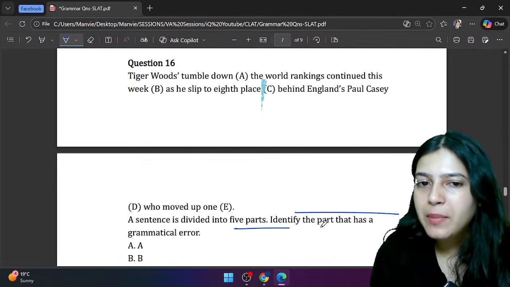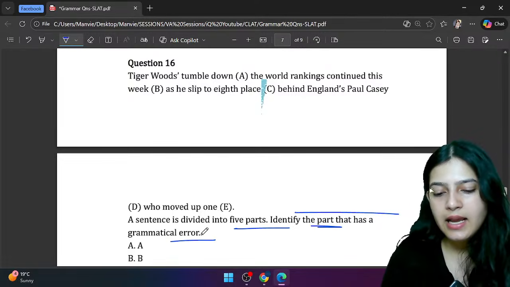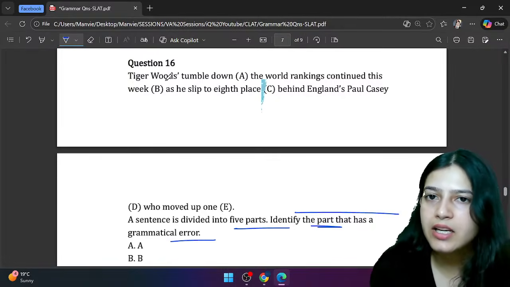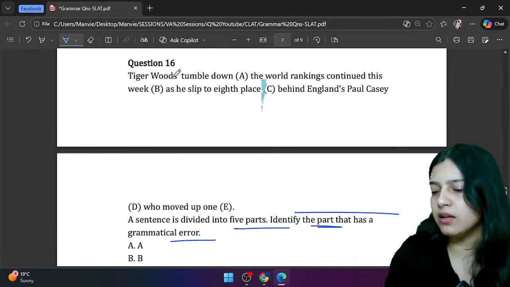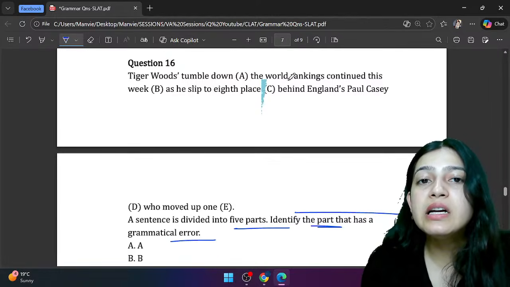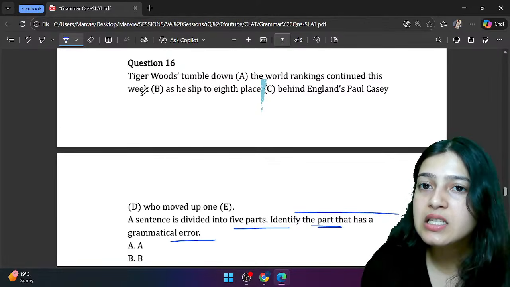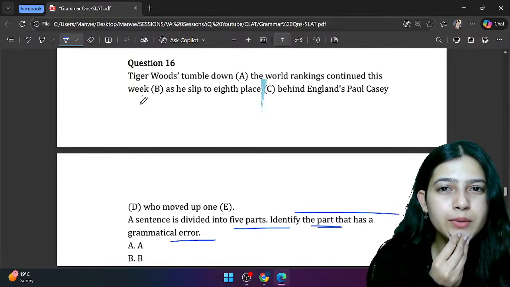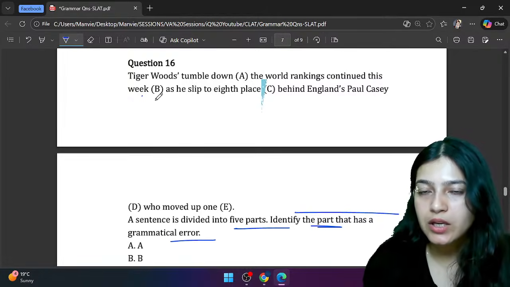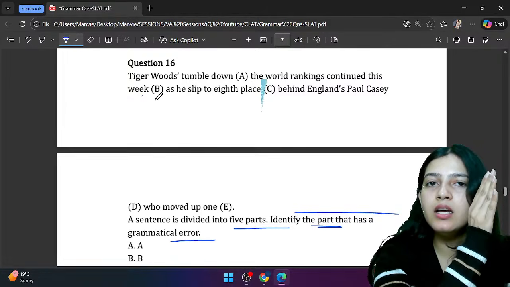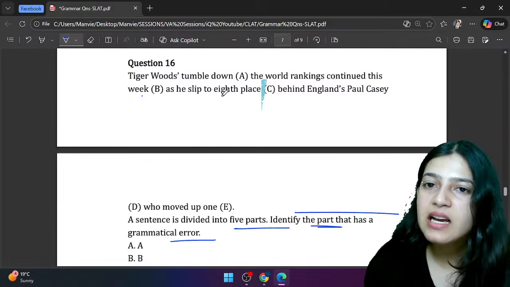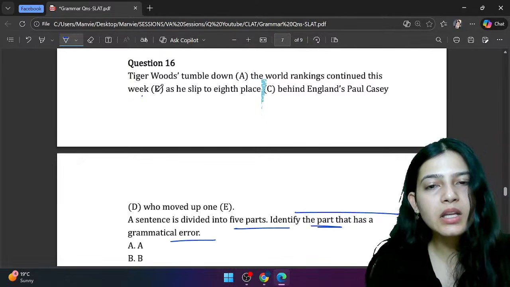Okay, so there are 5 parts and you need to find the grammatical error here. Tiger Woods tumble down. Tiger Woods tumble down, as in falling, right? Tiger Woods is falling in the world ranking, which continued this week. So Tiger Woods's rank in the world is falling. Tumble down means falling. The world rankings continued this week. Okay, this is correct.